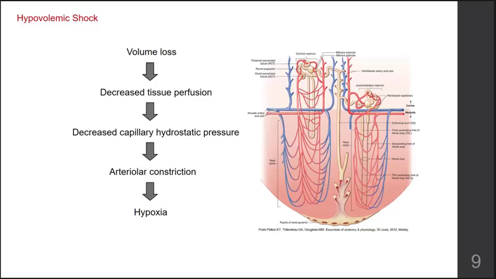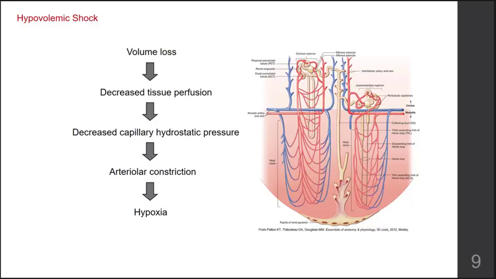When there is loss of volume within the vessels, there will be a reduction in tissue perfusion. Remember that there's a relationship between blood volume and blood pressure. So reduced blood volume will lead to reduced blood pressure. There will be a reduction in capillary hydrostatic pressure, which you might recall is the pressure of blood against the vessel wall, and it needs to be high enough at the level of the tissue in order to allow blood to leave the vessel and perfuse the tissue.